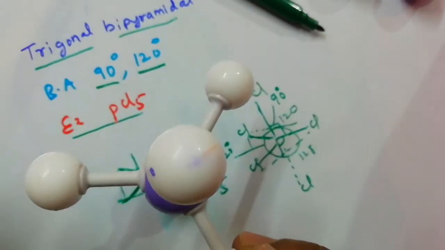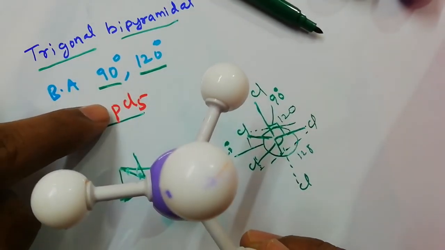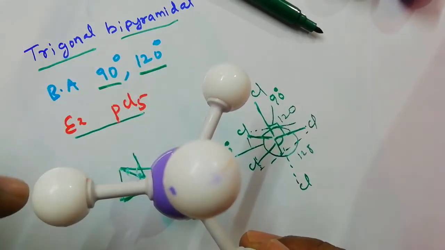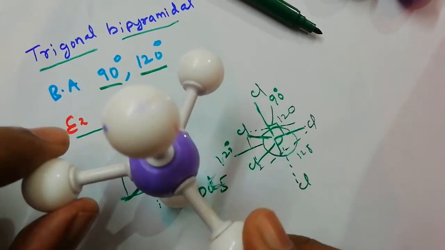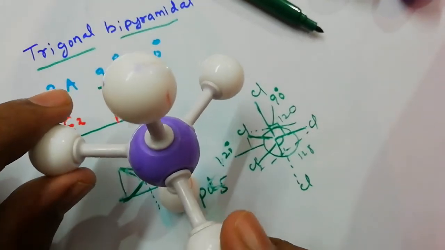So it is very important that in the PCl5 molecule we have two types of bond angles. One is 90 degrees, the other one is 120 degrees. From an examination point of view it is very important.